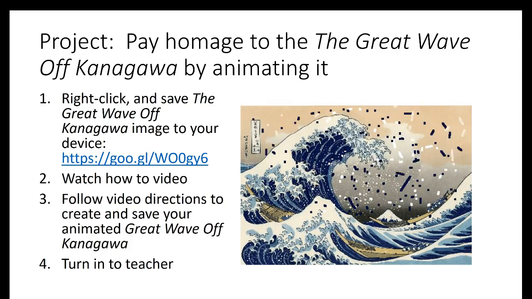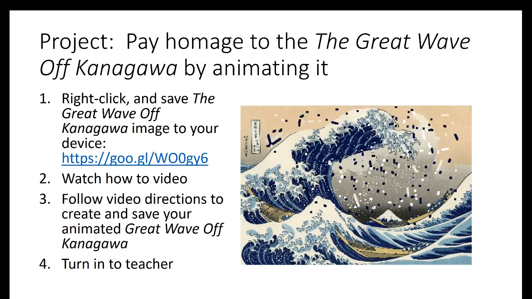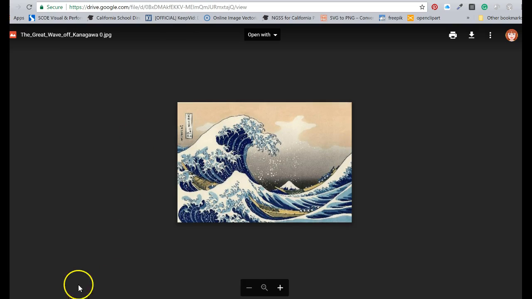Hey guys, I'm going to show you how to take the Great Wave off Kanagawa and turn it into an animation. First, go to the link that you're provided for the Great Wave off Kanagawa. This is important because it's the correct size for animation. Once you're there, you're going to click on this arrow right here and download it. It'll download down here, and it usually goes to either your Google Drive account or to your Downloads folder.